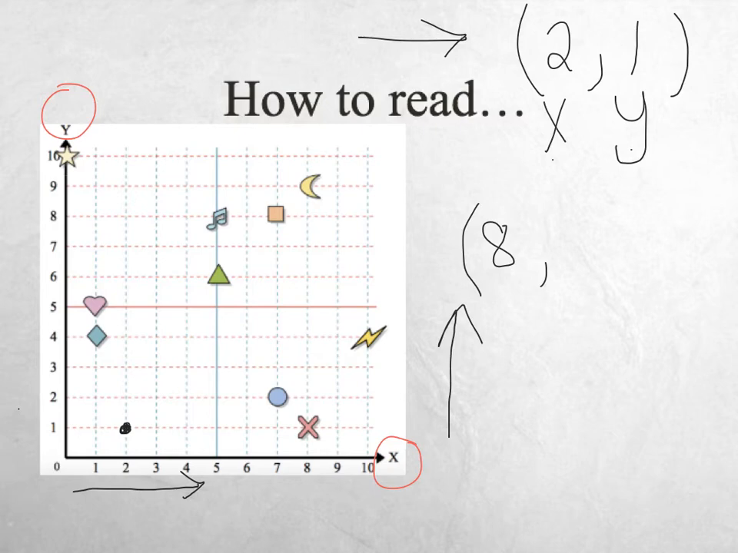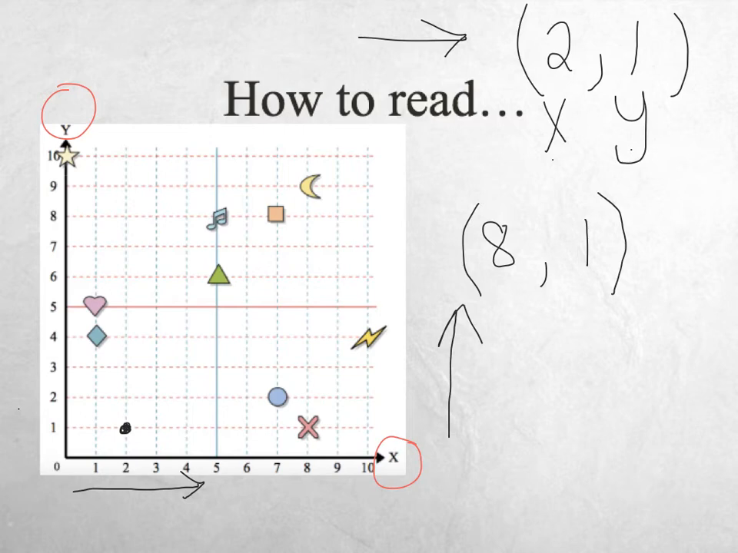Now I have to look to see where it is on the y-axis, so going up and down. How many spots is it up? So if I'm here at the 8 on the x-axis, I go up 1 spot, and I found the x. So my coordinate for the x would be 8, 1. Really not that bad. Once you know how to use it, it's super easy to read.